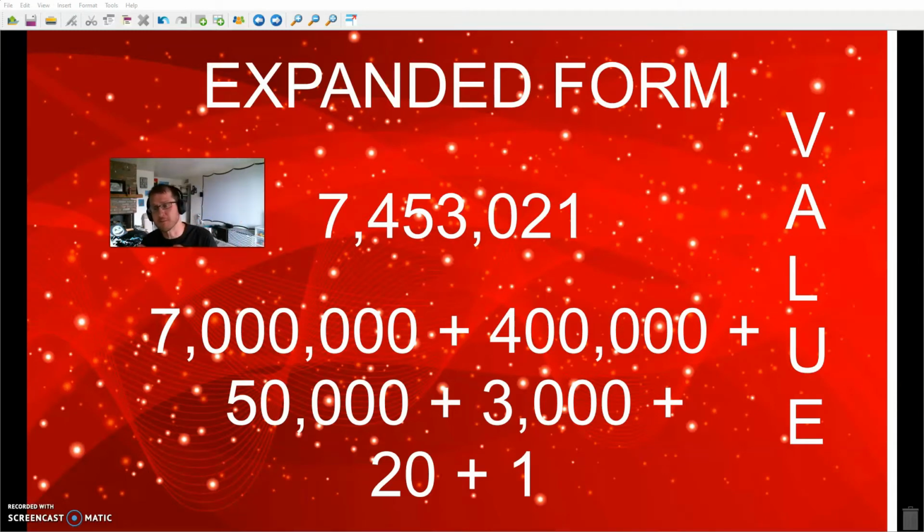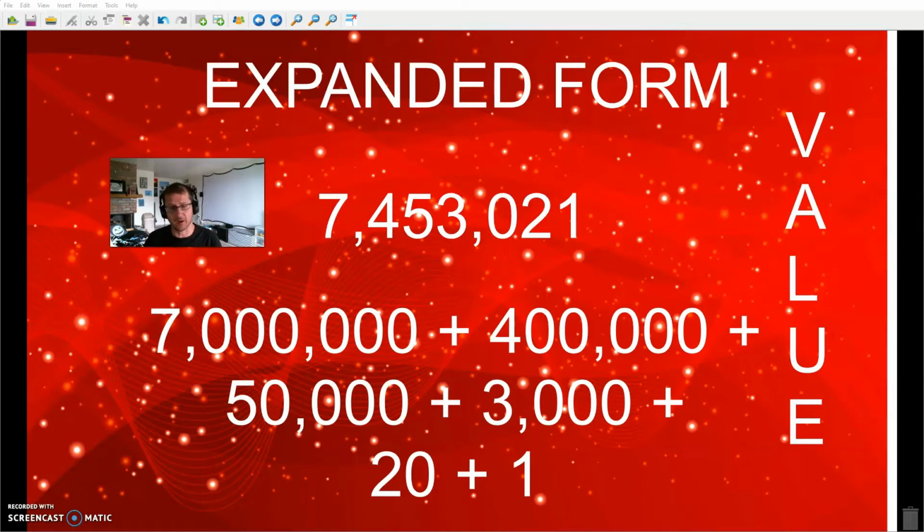7,453,021. This is where value becomes super important when we start talking about expanded form, because I know that 7 is 7 million. So if you look down there, I have a 7 million. I know that the 4 is 400,000. I know that the 5 is 50,000, and the 3 is 3,000, and the 2 is 20, and the 1 is 1. When I expand this number, I break all of those places into their value, and I show them added together. That creates a number.